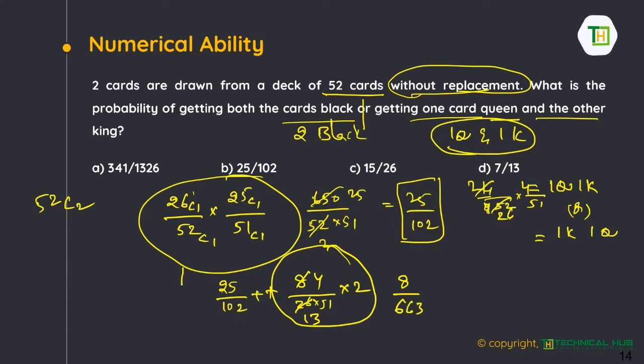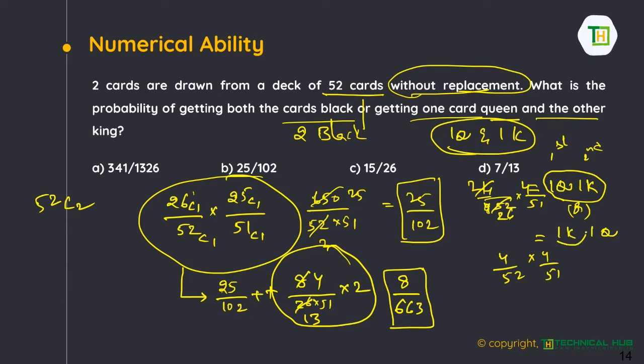25/102. This is the probability for both the cards are black, and the probability of getting one card is queen and another one is king. For that one, probability is 8/663. Why is it 8/663? Because if the first draw is queen and the second draw is king, in that case the probability is 4/52 into 4/51. There is another possibility. First draw is king and second draw is queen. For that also, your probability is this one only, right?